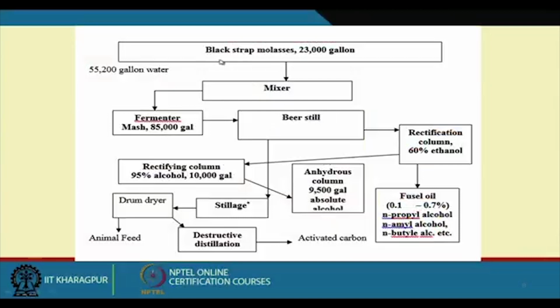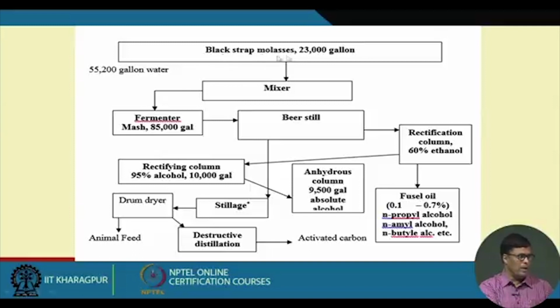Now this is a typical block flow diagram. Black strap molasses, that is cane molasses, we take it and mix it in a mixer with a significant amount of water. Then it passes through the fermenter, where it is fermented, and from the fermenter to the beer still, and from the beer still we have the rectifying column.